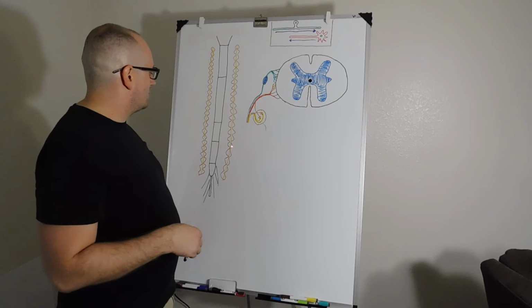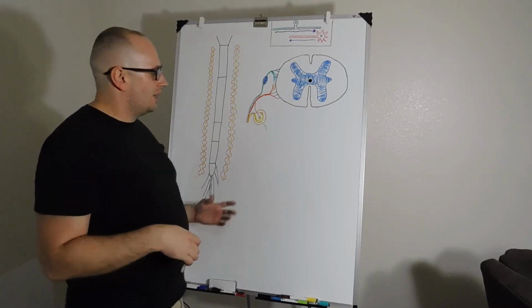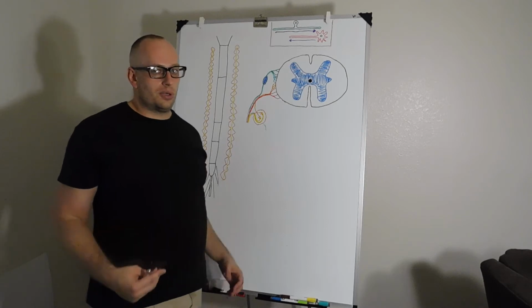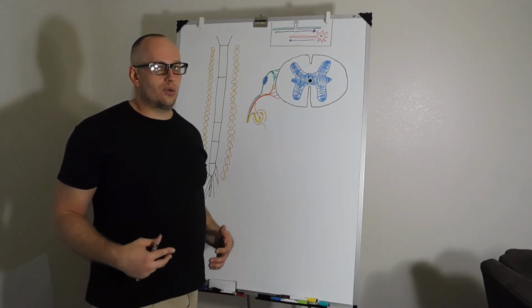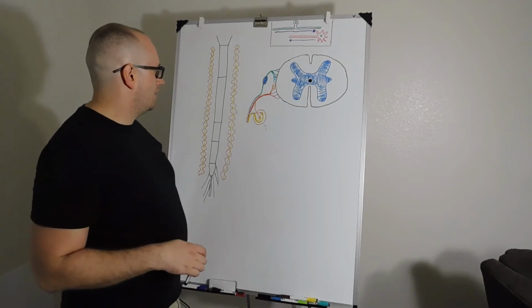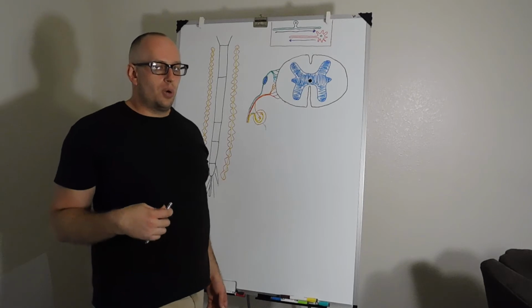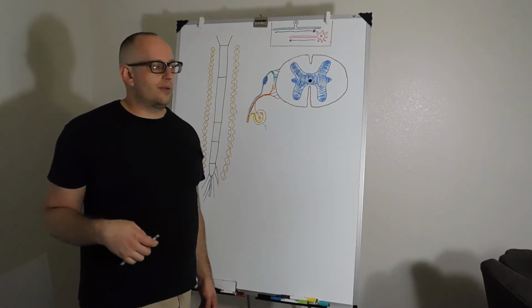Some of them go down to the prevertebral ganglia here, that are more concerned with your digestive tract or your bladder or other functions down there. And they don't even have to synapse right away. And then they synapse with the postganglionic sympathetic neuron down there.